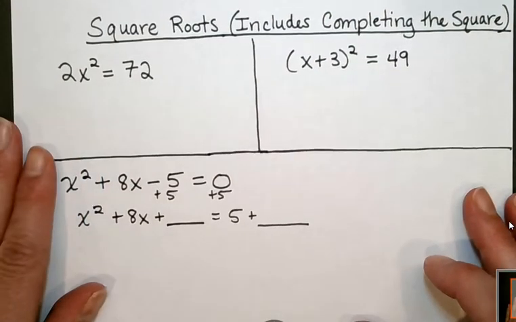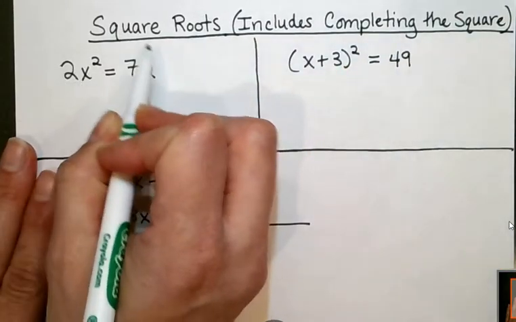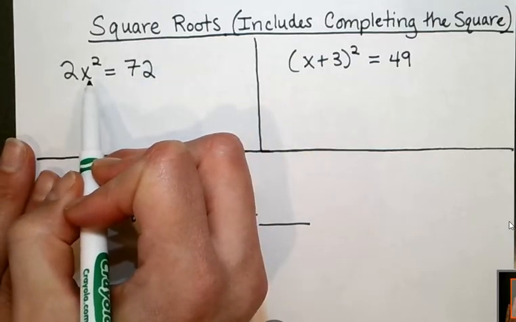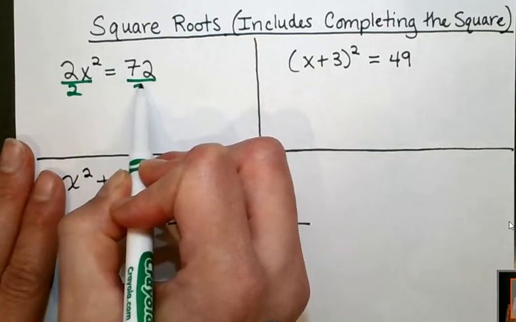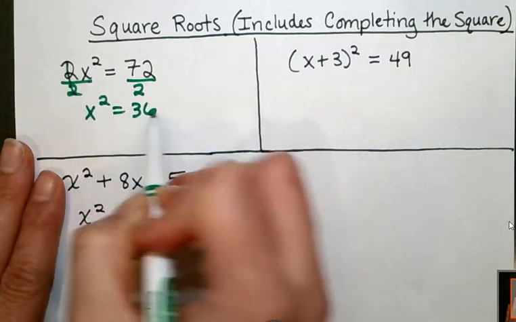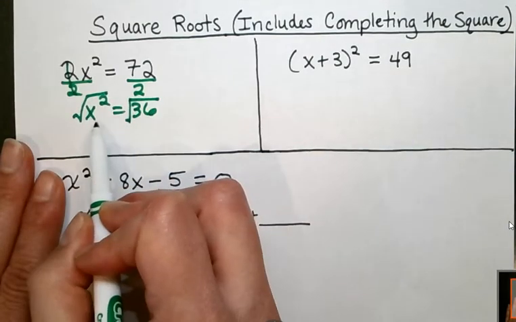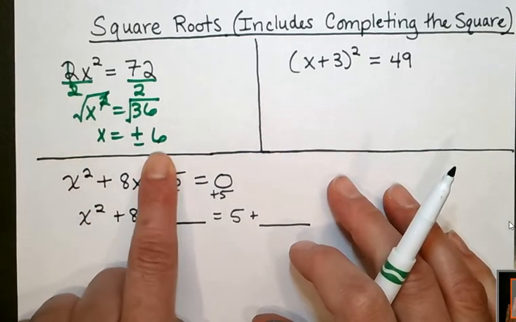Okay, so let's take a look at our second method, which is our square roots method. And this is also going to include completing the square. For the square root method, and this is just a basic problem here, we are almost ready to just do the square root. But before we can take the square root, we have to divide by this 2. So we're going to go ahead and do that real quick. Divide by 2 on each side. That gives us x squared equals 36. Now to undo the square, we're going to take the square root. And that's going to leave us with x equals positive and negative 6.